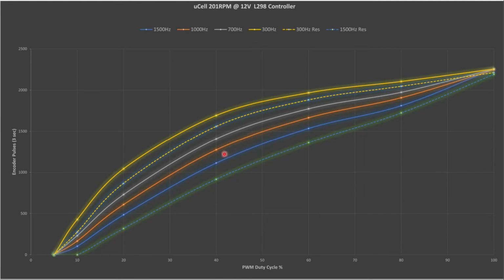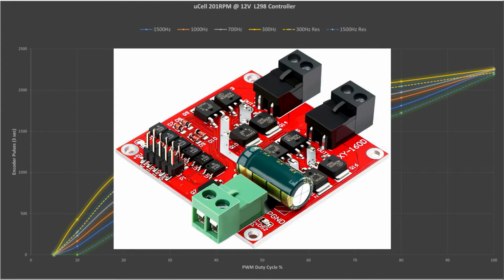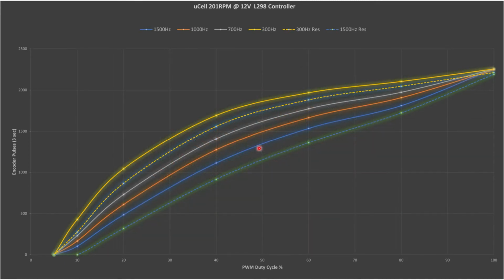Some of the things you'll notice is, again, this is using the L298 controller, which uses a bipolar junction transistor to drive a set of MOSFETs in an H-bridge. And you'll see later on, this has affected some of the curves. So you see the curves here, as I increase the pulse width, it's not linear, it's not a straight line here.